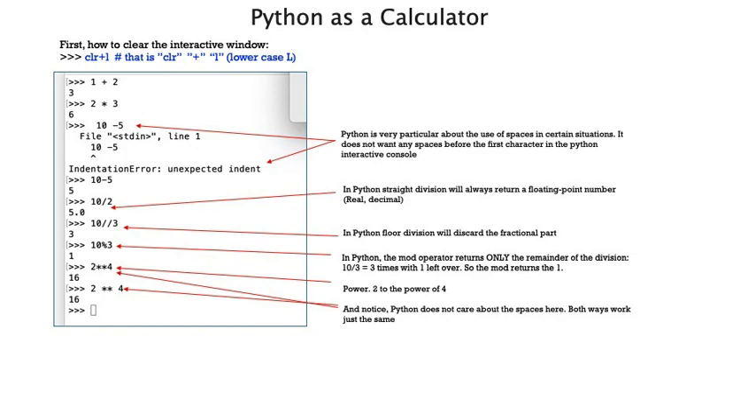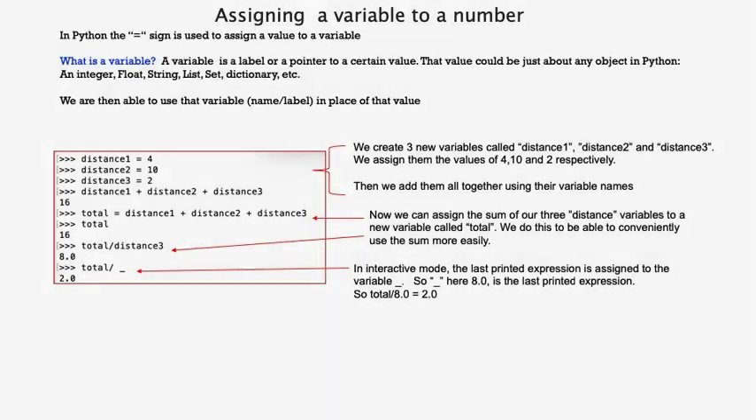2 to the power of 4 is 16. And you see here, here's where Python does not care about white space. You see how I can have them all in a row, the 2 asterisks and then the 4, or I can have spaces in between. It doesn't care about that type of spacing. That it's fine with. So let's talk about variables.